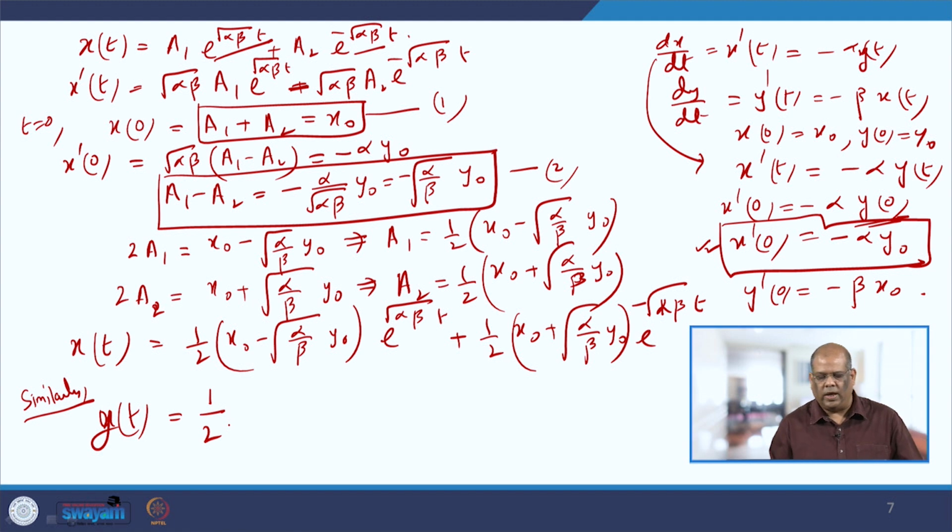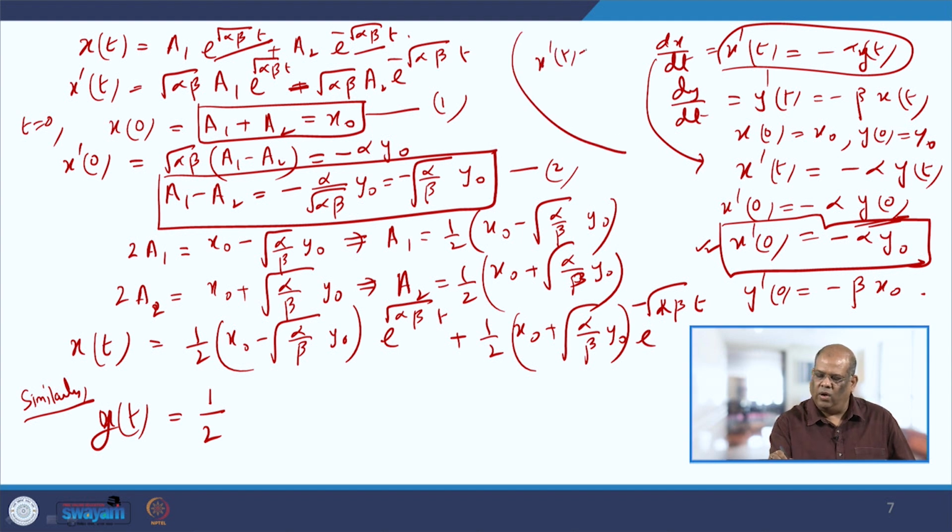So, there are two ways of calculating this y(t). Either you have to do this whole solution, or y(t) can be calculated directly from here. That is, x dash t is equal to minus alpha times y(t). So, y(t) is minus 1 by alpha x dash t. So, you just have to differentiate this and divide by alpha to get this y(t).